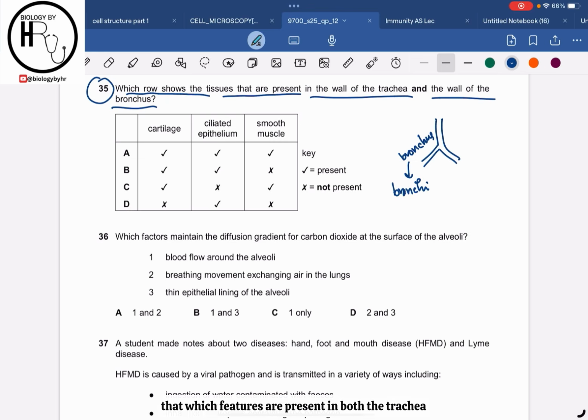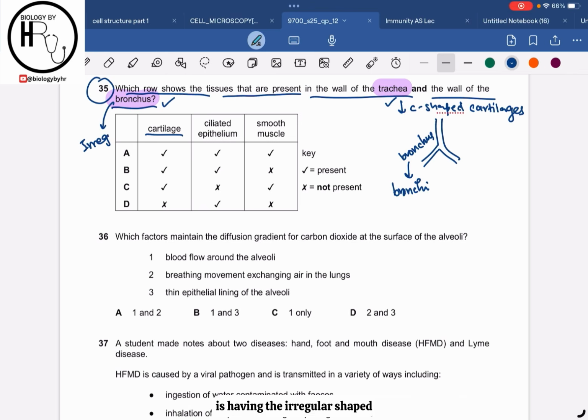Now they are asking which features are present in both the trachea and the bronchus. So let's read the features one by one. Cartilage. If I talk about the cartilages, they are present in the trachea as well as the bronchus. The trachea has C-shaped cartilages, whereas the bronchus has irregular shaped cartilages, right?